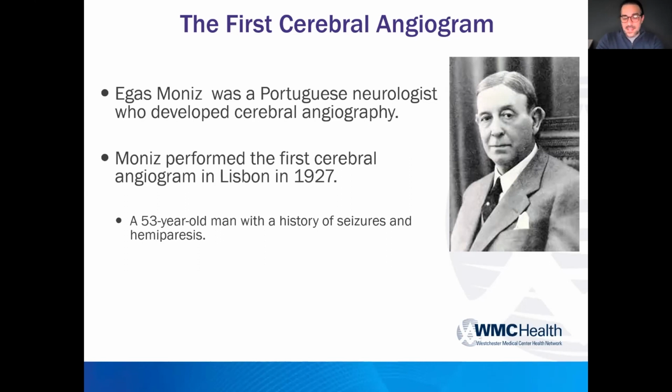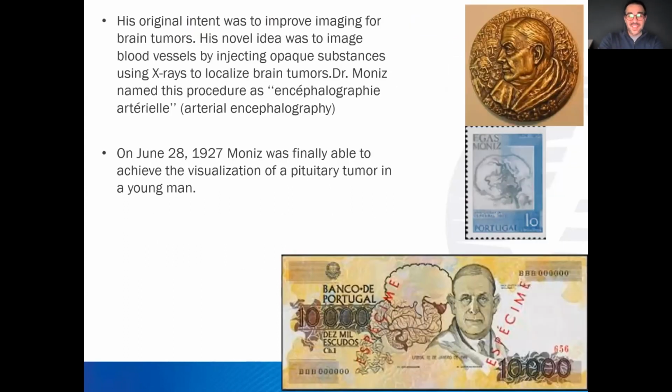His main goal was not actually to identify, like many things we've discovered in medicine, his initial goal was not to visualize the vessels, but basically to visualize tumors in patients. So this was a 53-year-old man with history of seizures and hemiparesis. And the suspicion was this patient might actually have a tumor. So the cervical internal carotid artery was used for access. Again, his initial goal was essentially to visualize brain tumors. And the novel idea was essentially to use images of blood vessels by injecting opaque substances.